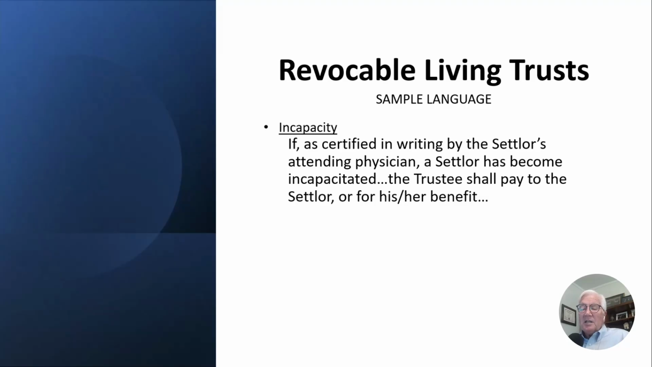If, as certified by the settlor's attending physician, in other words, how do we know somebody's incapacitated? Well, the successor trustee better have something in writing by a doctor that says, hey, this person can't handle their affairs anymore. Sometimes this clause talks about two attending physicians. Certainly, if you have two physicians that declare the person incapacitated, that's pretty good evidence that the successor trustee can take over and start paying to the settlor or settlor's benefit.